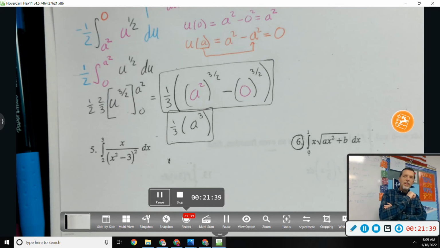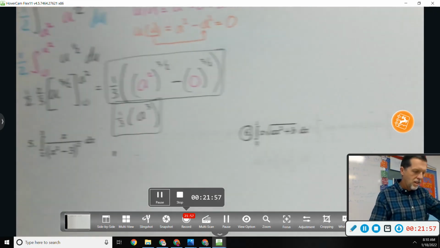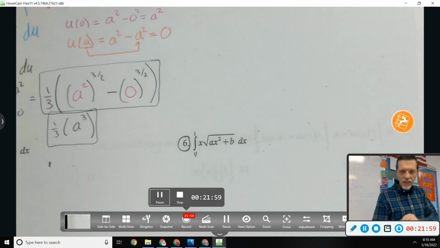Putting a lot of stuff together today. Got to know derivatives. You got to be able to do backwards derivatives, and you have to know them well enough to do u substitutions. And by the way, don't forget to change the limits, and then top limit minus bottom limit. That's a lot of stuff going on. Let's see how far we can get with number 6.